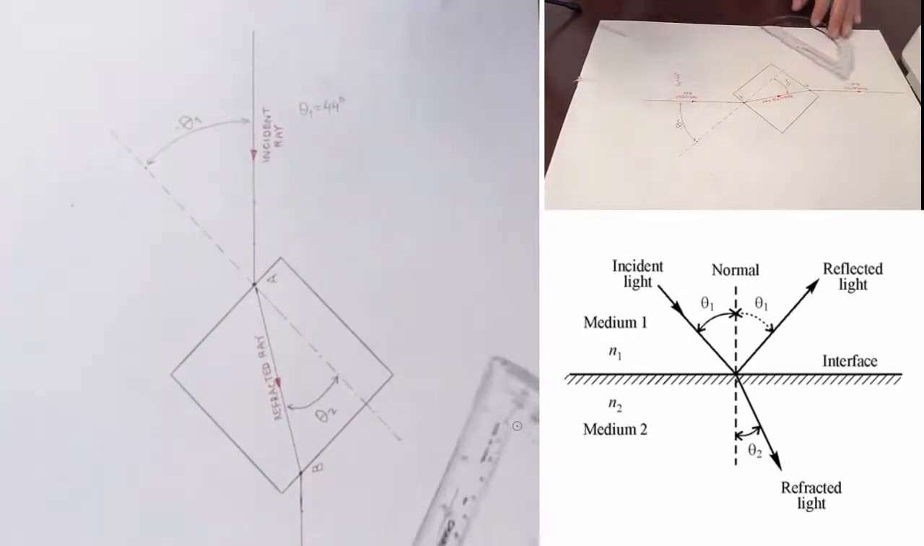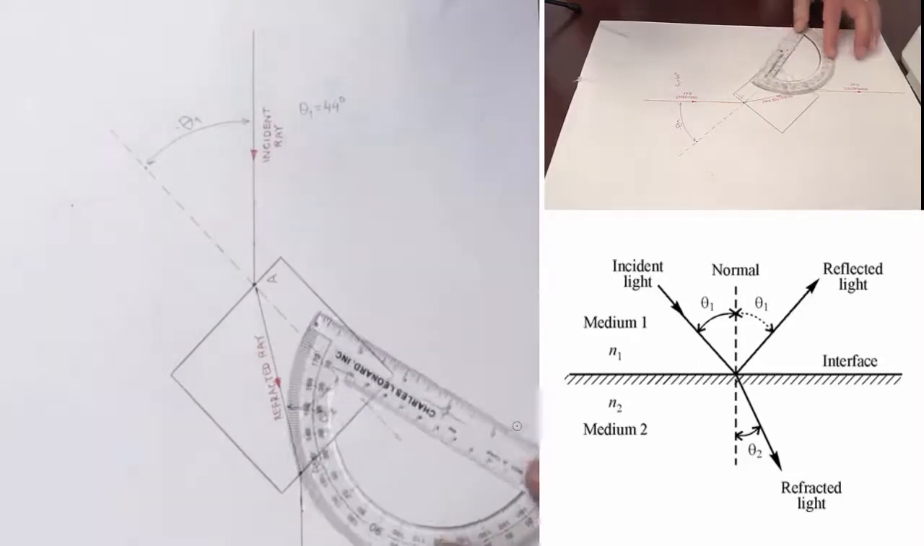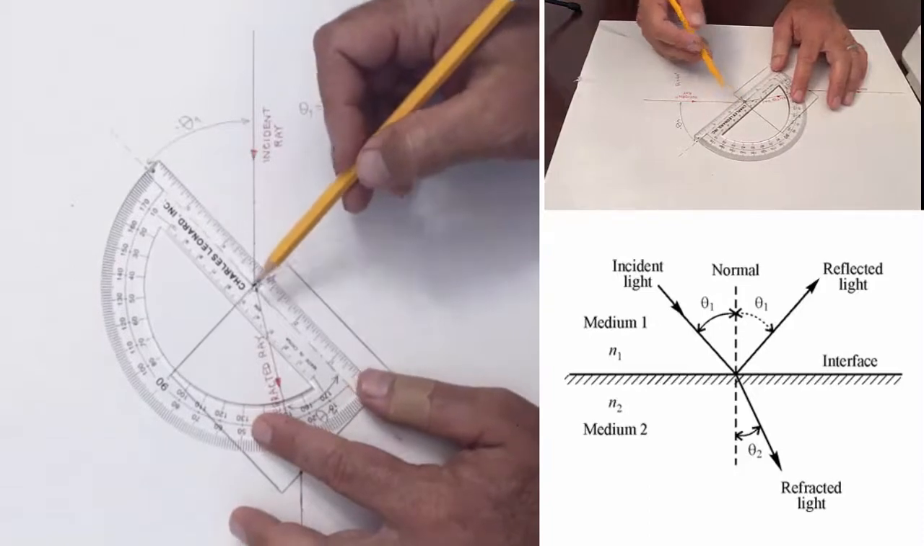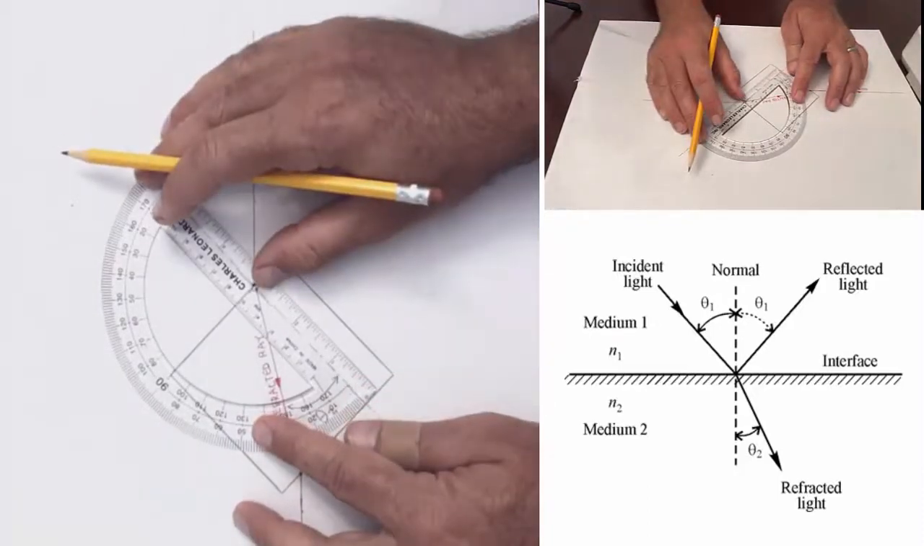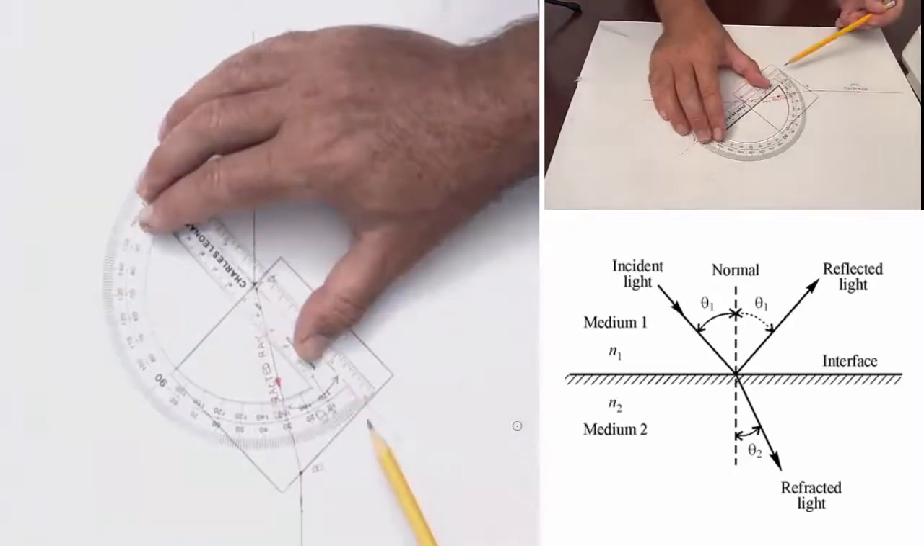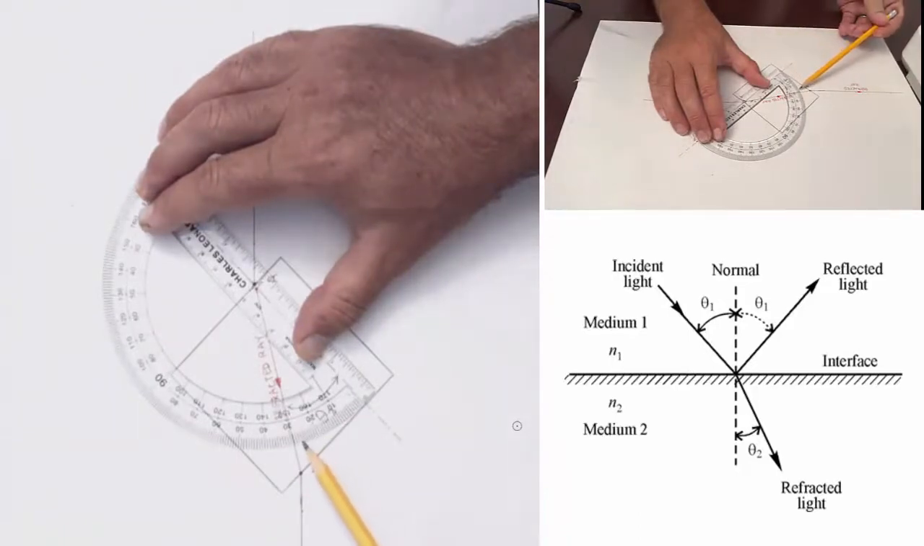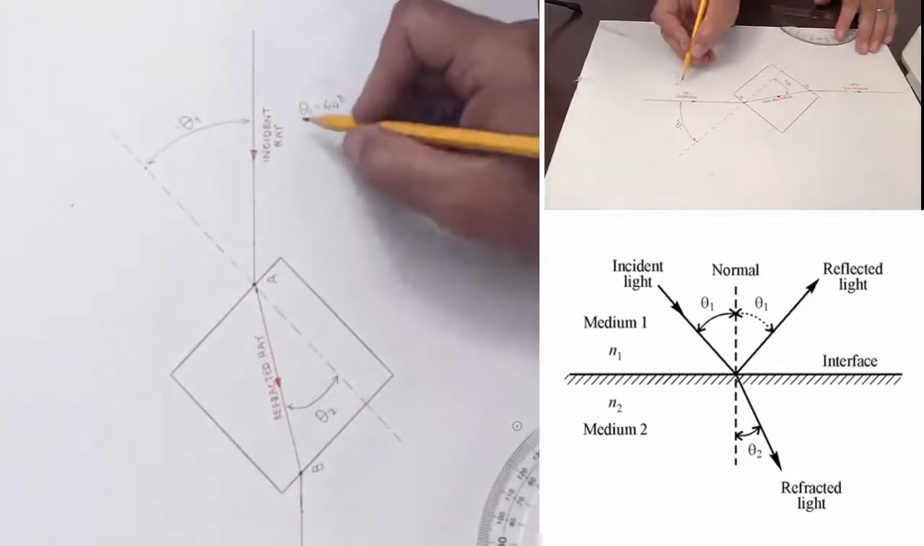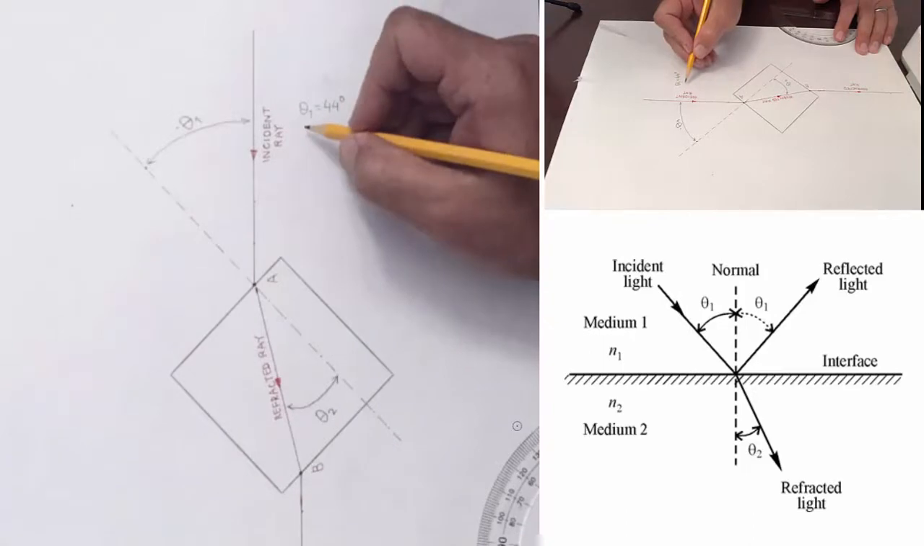Let's move over to the refracted angle. Again, positioning the protractor at point A and measuring the angle: 10, 20, 29 degrees. So for the refracted angle we have 29 degrees, so our theta 2 is going to be 29 degrees.